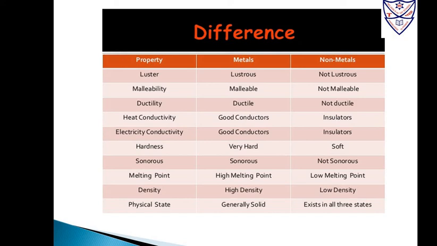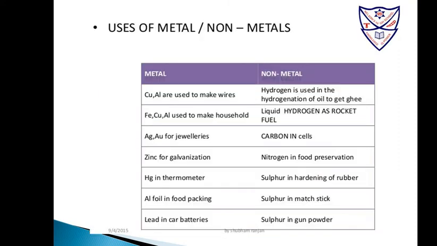You need to read it, learn it, and write it one time in your classwork. The properties: luster, so metal is lustrous, non-metal is non-lustrous. Malleability: malleable, non-malleable. Ductility: ductile, non-ductile. Heat conductivity. So it is quite easy; we have only just discussed it. Finally, the uses of metals and non-metals. This is more important. You know where metal is used in our daily life.